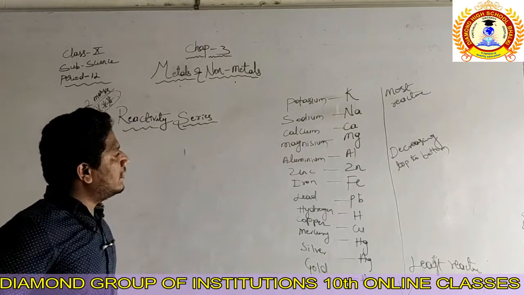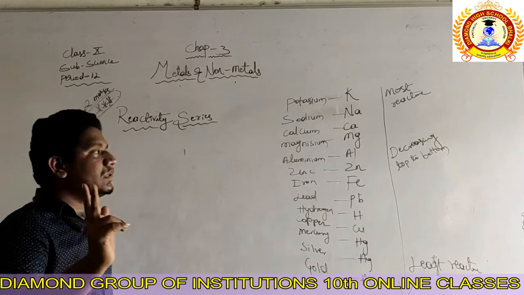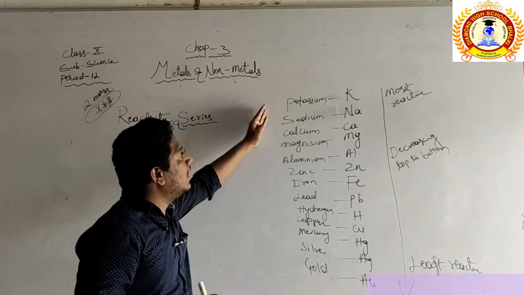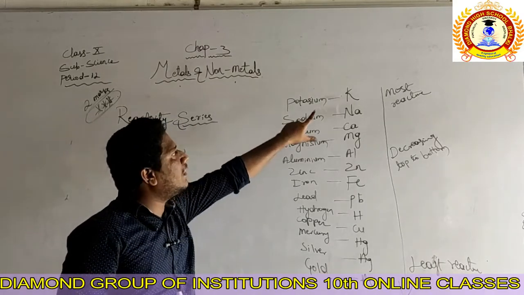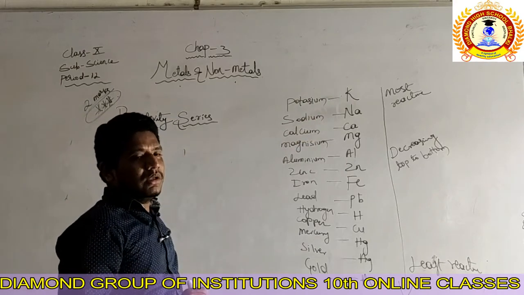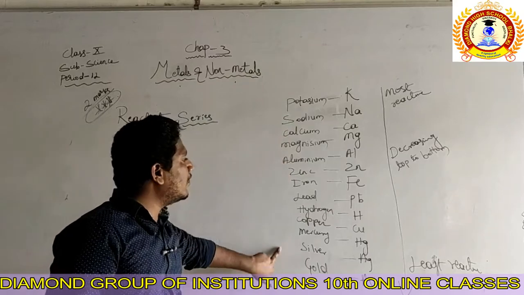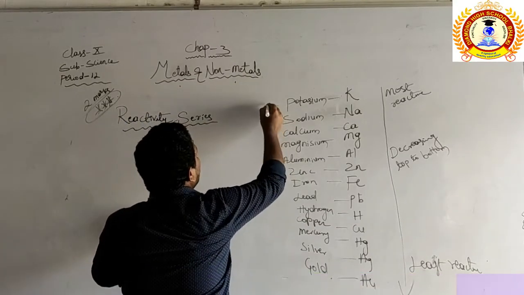So how to remember this reactivity series? It is very important. It will be asked for 2 marks. If it is asked in the examination, you have to write in this form: first write the full name, then write the symbol of that element. You can even write just the names, but writing both will be good enough for you. Then how to remember this with a trick?